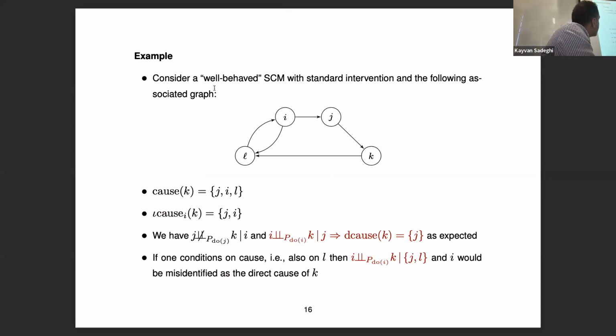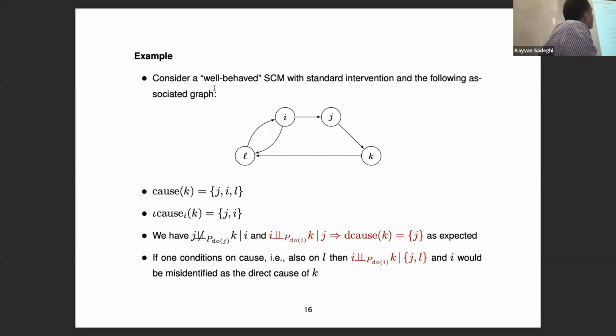But the I cause I, you're cutting this parent of I, right? So it's the intervened cause for I. So cause of K will be only J and I. So L won't be a cause because this edge is gone, right? So that's the intervened cause, really, the real intervened cause. And the direct cause of K is only J, but that's the only parent here.